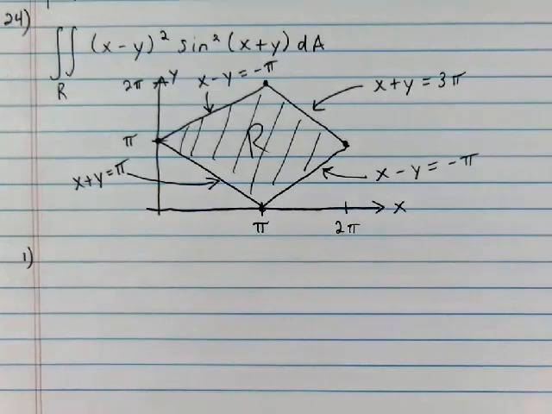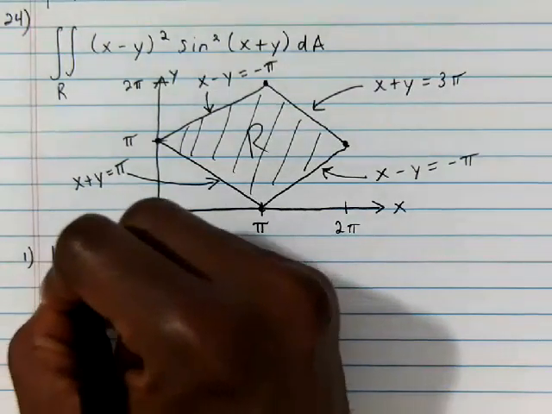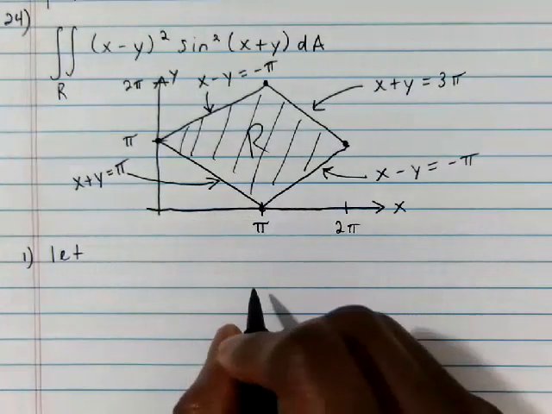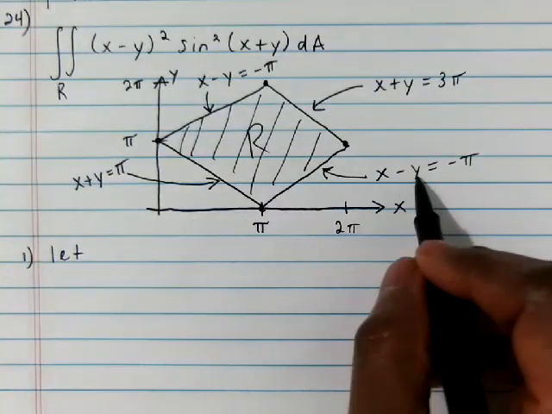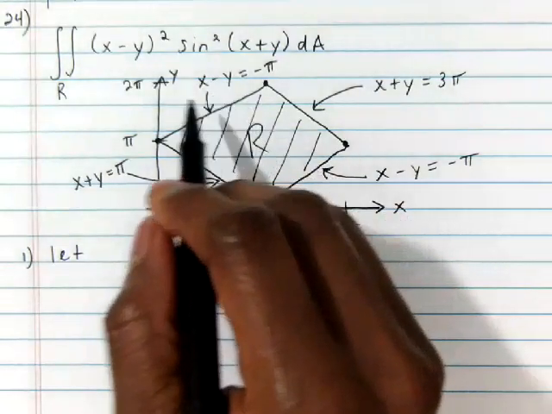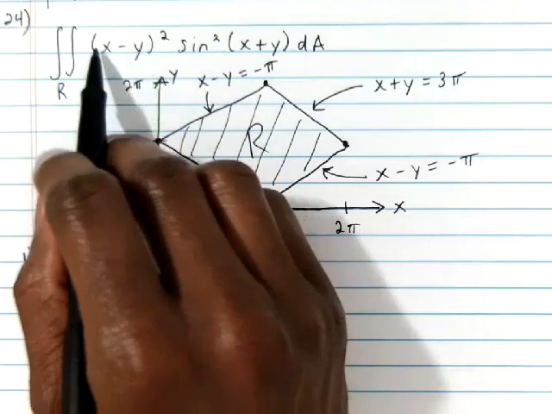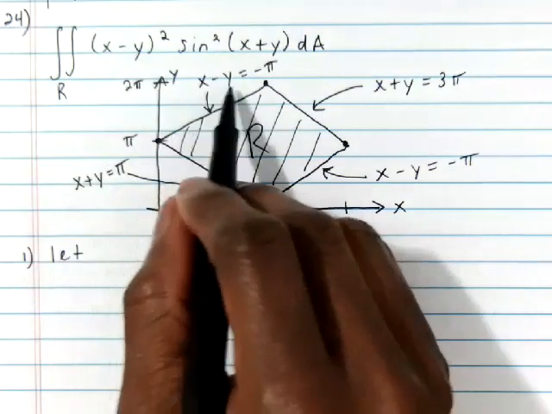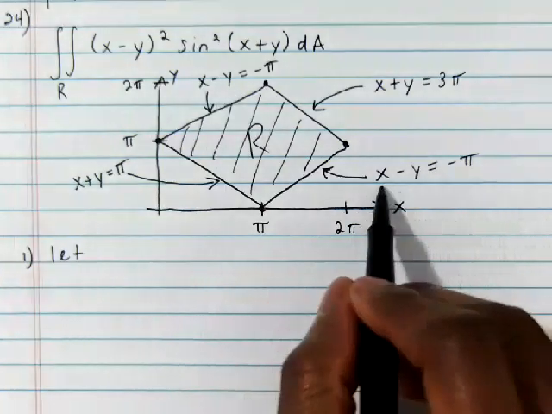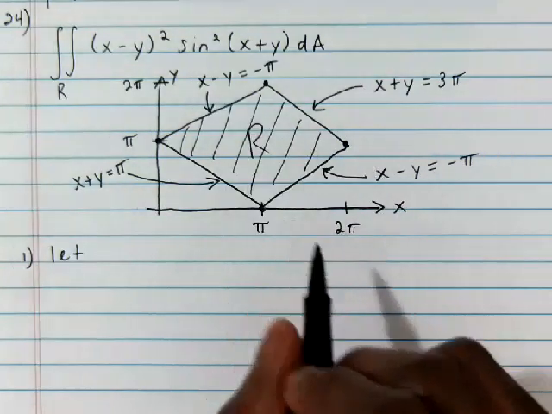Step one of the procedure said to define the transformation. We're going to let u be equal to x minus y. And notice what we'll end up being able to do is substitute that u in there. And we can also find bounds for u from these two equations we have right here.